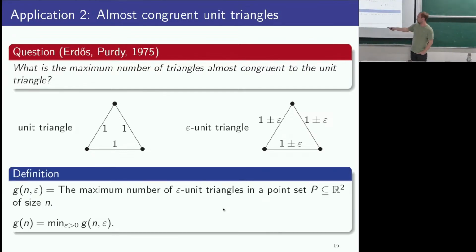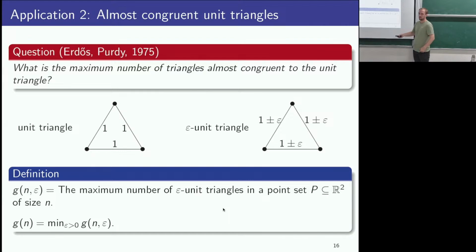I will introduce this function g and epsilon, so it depends on the number of points and this looseness parameter epsilon, and it counts the maximum number of epsilon unit triangles in a point set of size n in the plane. So we take the maximum over all point sets in the plane of size n, and for each of them we can check every triple, is it an epsilon unit triangle, yes or no? If yes, we count it. And here this function asks what is the maximum possible.